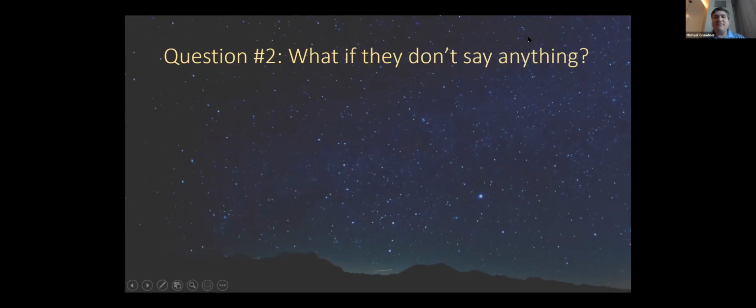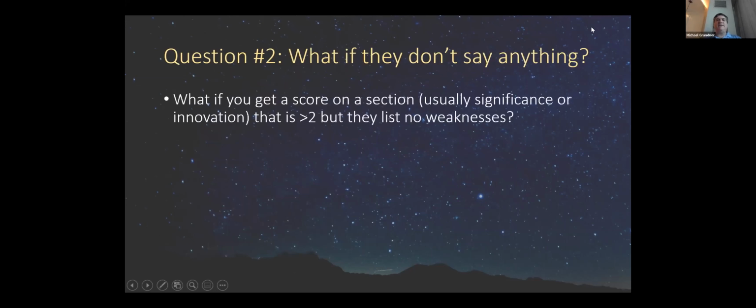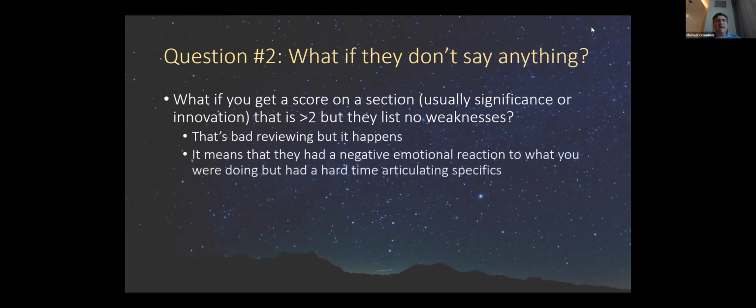Okay, question number 2. What if they don't say anything? This is super annoying. What if you get a score in a section, usually significance or innovation, that's worse than a 2, but they list no weaknesses? I see this all the time. It's super annoying. And that's bad reviewing when it happens, but it does. And it means they had a negative emotional reaction to what you were doing, but they had a hard time articulating the specifics. When that happens, you're in danger.